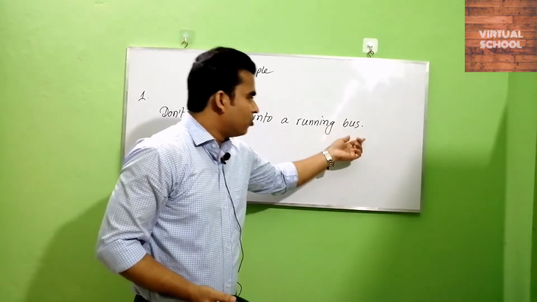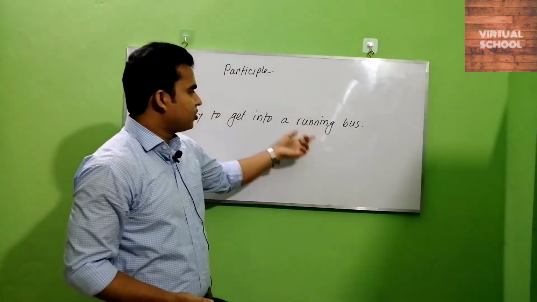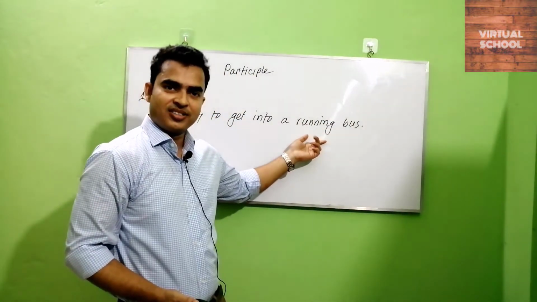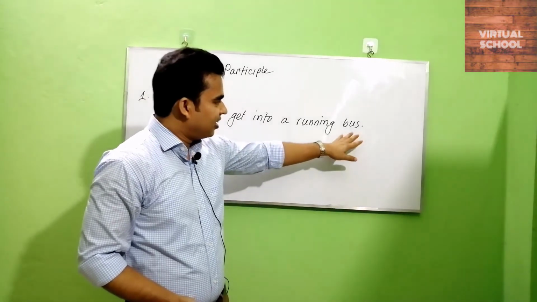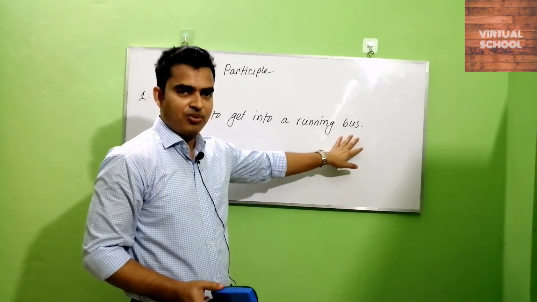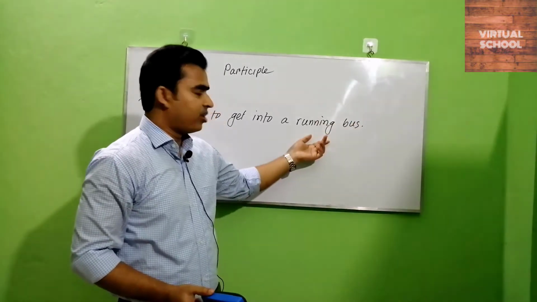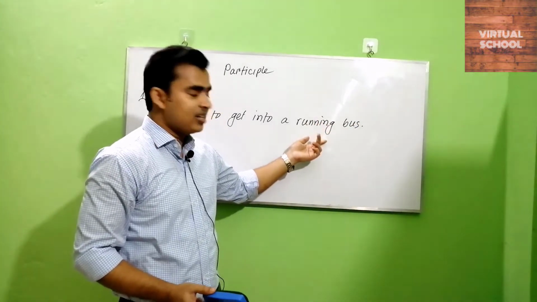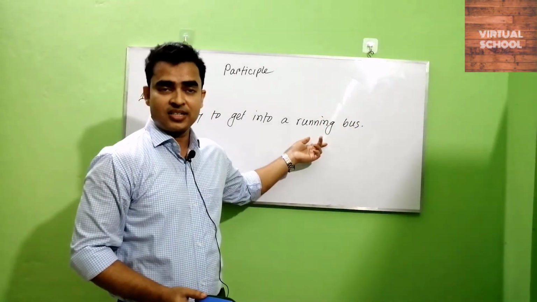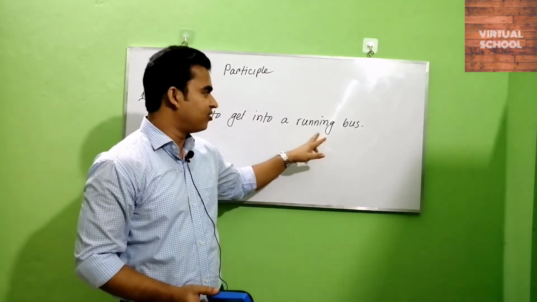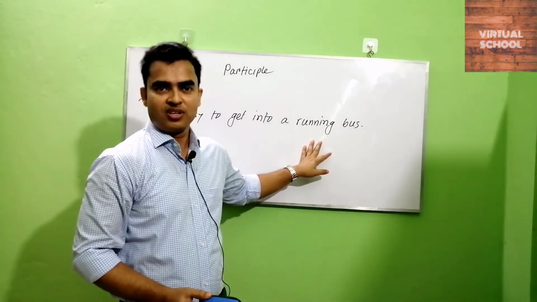Here, the noun has been qualified by running. Bus is a noun here and it has been qualified by running, and running is an adjective and this is called present participle. Okay.